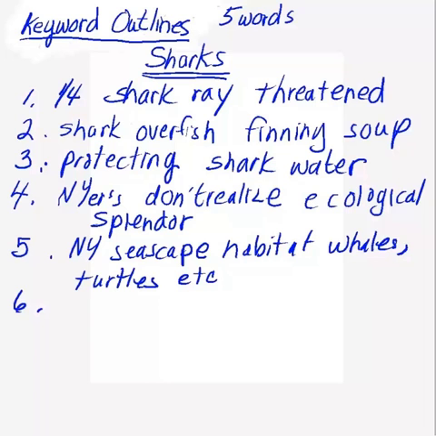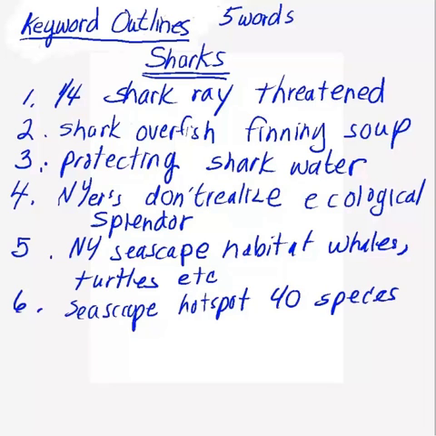This seascape is also a hot spot for nearly 40 species of sharks and rays. Seascape, hot spot. I kind of like that word, hot spot. 40 species. So I'm going to just use 4. This next sentence: including the protected sand tiger shark and depleted thorny skates.